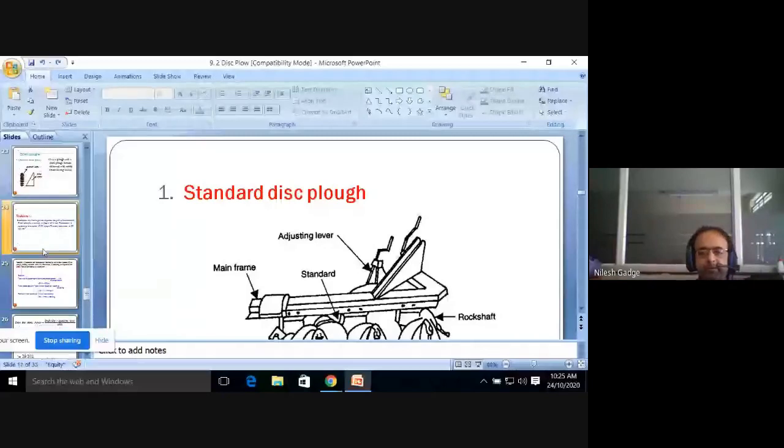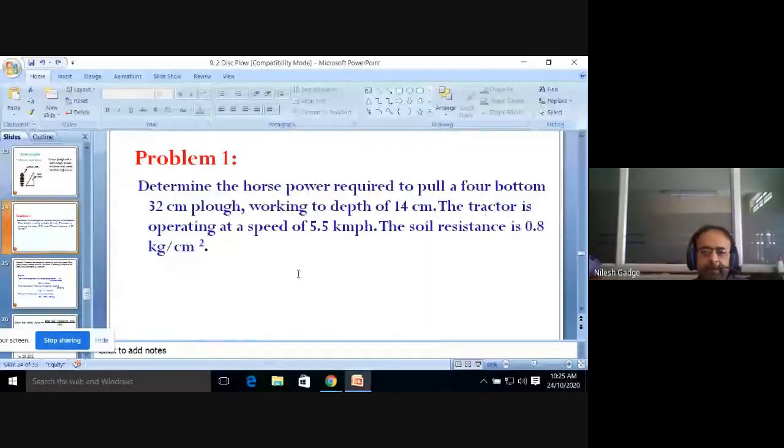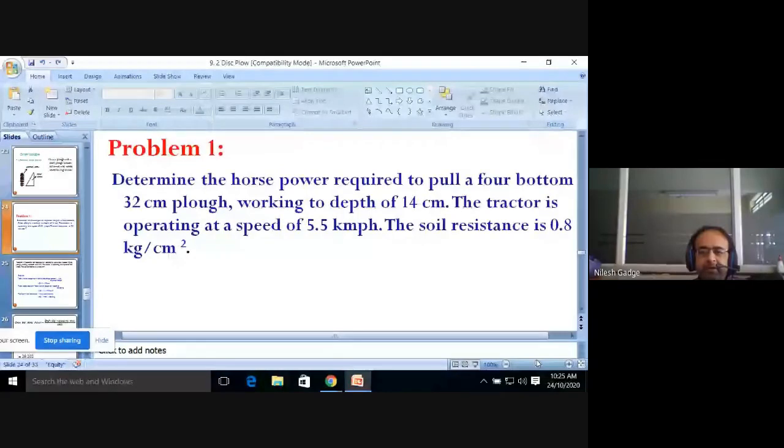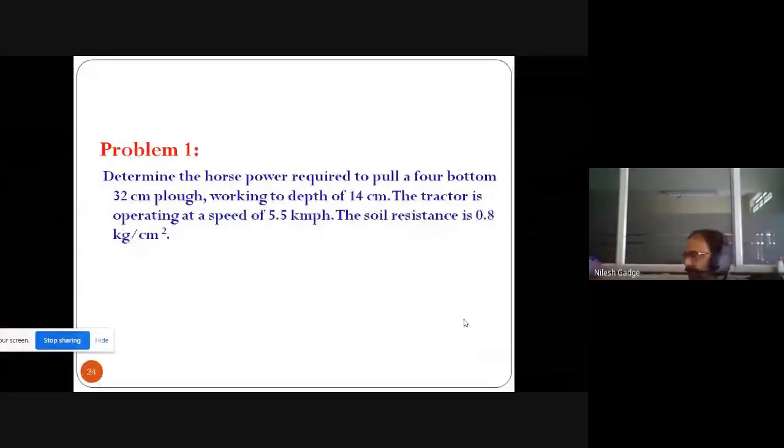This is problem number one. So write down this example. Determine horsepower required to pull a four bottom 32 centimeter plow working to a depth of 14 centimeter. The tractor is operating at a speed of 5.5 kilometer per hour and the soil resistance is 0.8 kg per centimeter square. So write down this example first of all and then we will go to the solution.